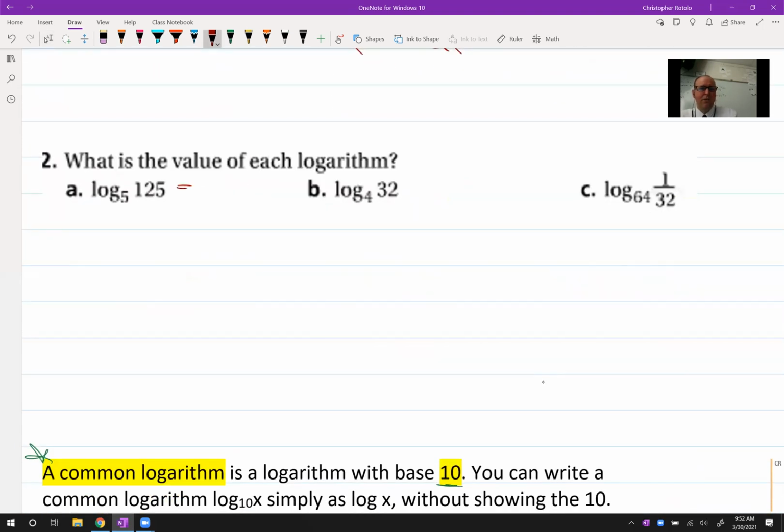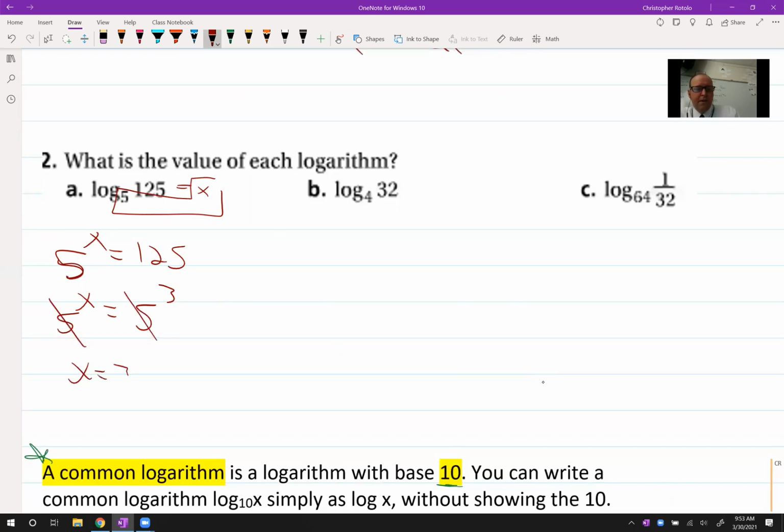Jeez. So for these, I'm going to draw equals x, right? Because it says, what is the value? I'm trying to evaluate what it is. So 5 to what power gives me 125? 5 times 5 is 25. Now I get 5 times again, so 5 to the third, drop them. There we go. All right, so that one's kind of nice because I don't have to change both the bases.